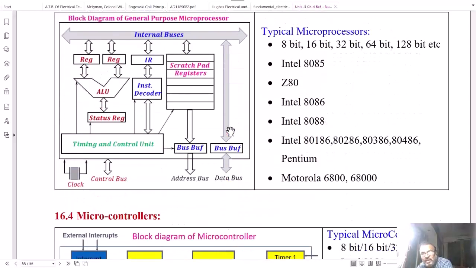Now, typical microprocessors, which can be used as central processing units, are classified as 8-bit processor, 16-bit processor, 32-bit processor, 64-bit processor, and 128-bit processor. The current generation processors are mostly 128-bit in size. It means the current generation processor can handle the data 128-bit at a time.